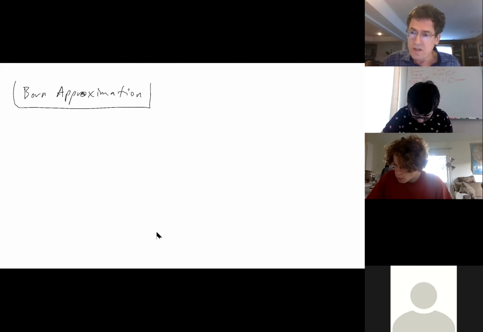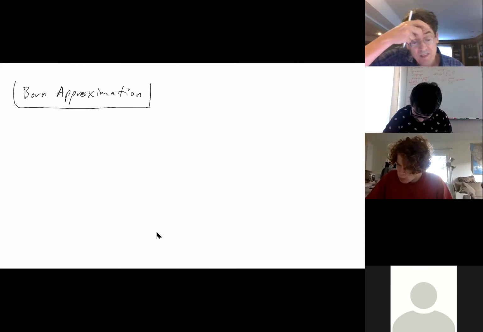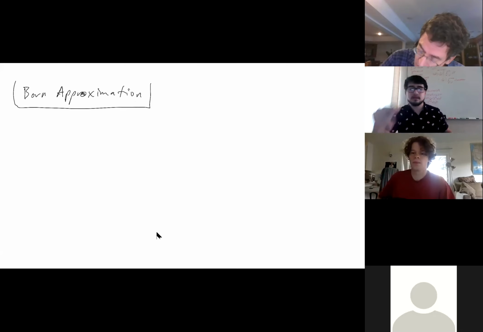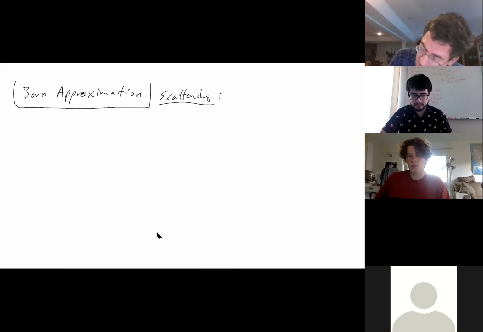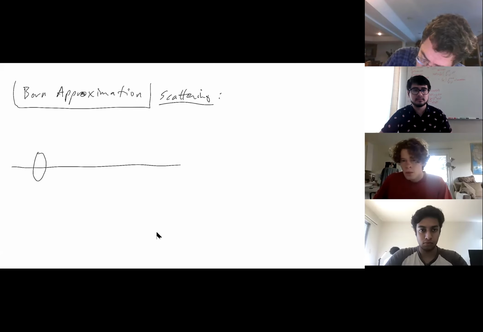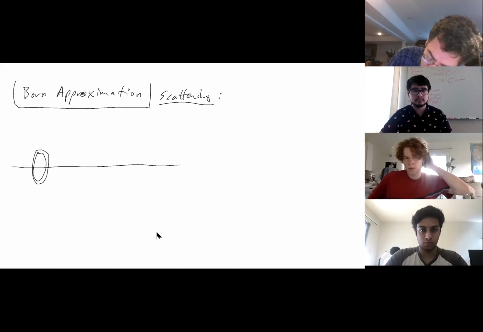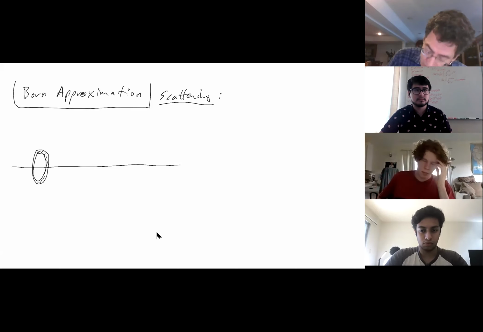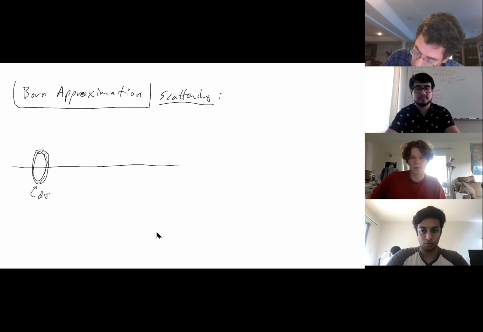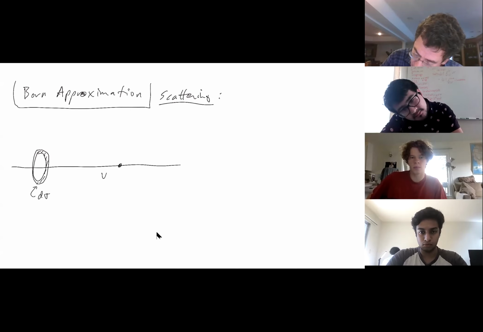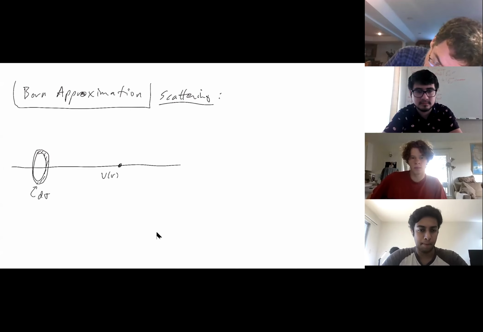Okay, folks, so today the plan is to discuss the Born approximation. We're talking about scattering. And so I just want to draw the picture. This is our picture for scattering. We have some little area here, d sigma, and we have a potential here, V of R, and we're sending in some wave.